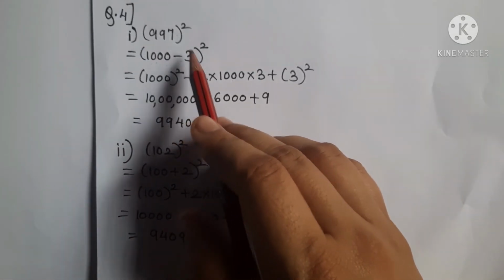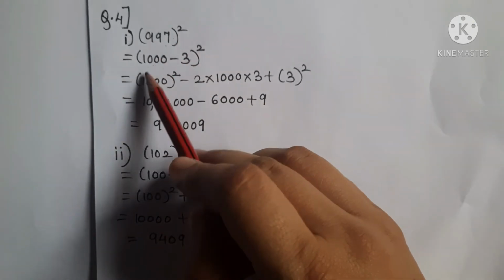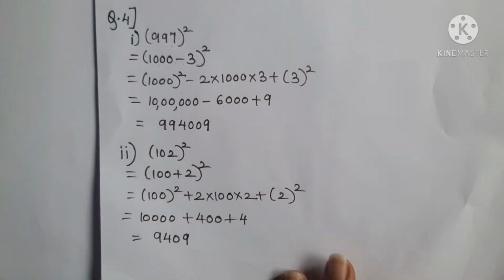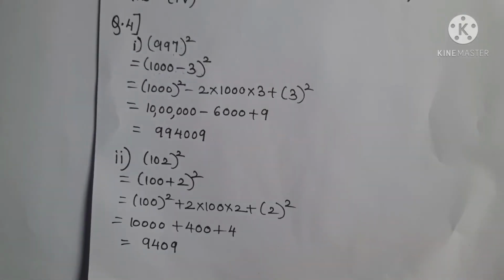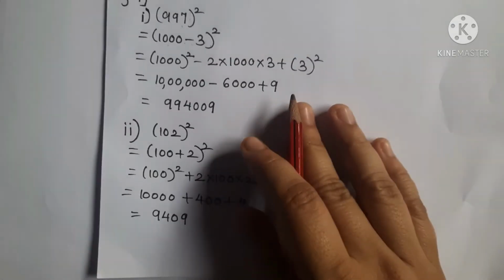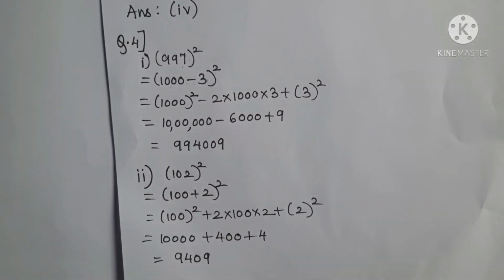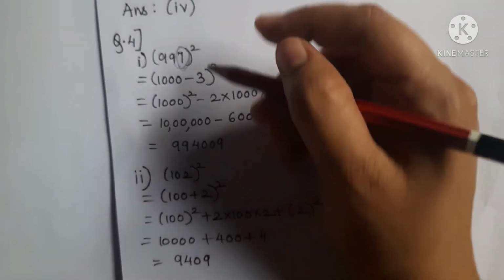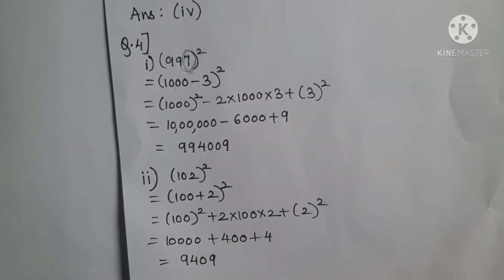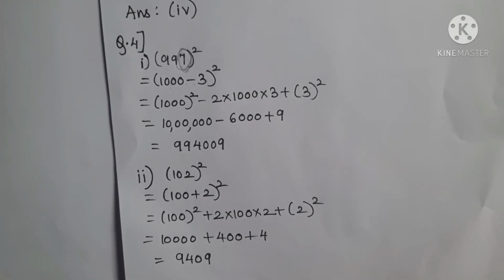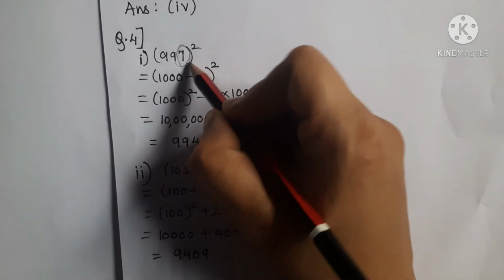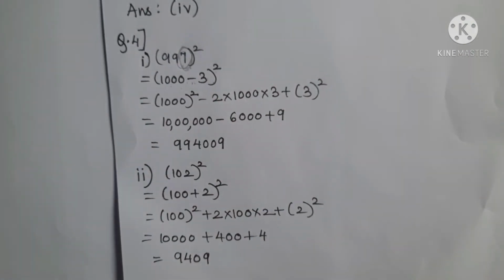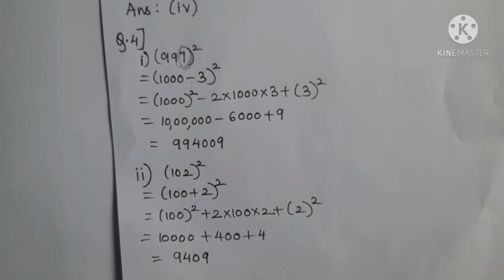So 1000 minus 3 will give you 997. This is in the form of A minus B the whole square, right? I have to convert this in the form of A minus B the whole square or else A plus B the whole square. Now, how should you see whether you will put a minus sign or plus sign? Always remember, when the units place digit is greater than 5, you subtract it. Now it is 7, so it is greater than 5, so we have put a subtraction sign. And when it is less than 5, we add it.